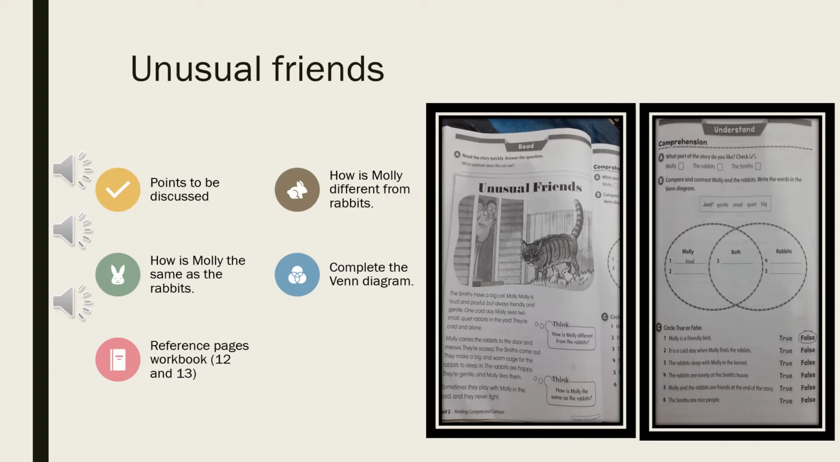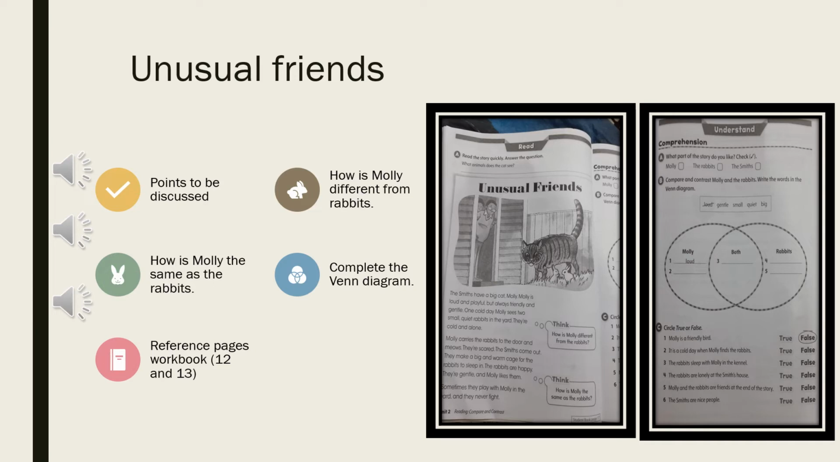So unusual friends are those friends which are basically different from others. It could be different in many ways, like surprising, interesting, or attractive, or the things or the speciality in those friends might be uncommon, right? So this is what we call unusual friends.